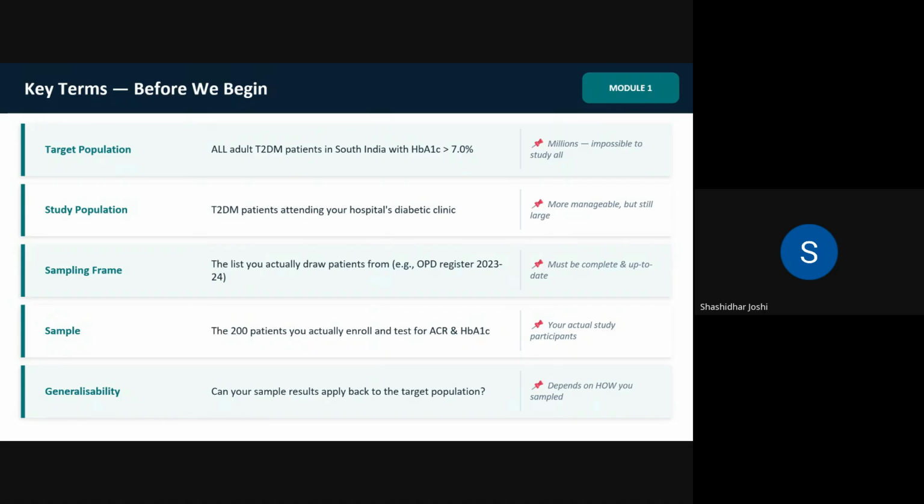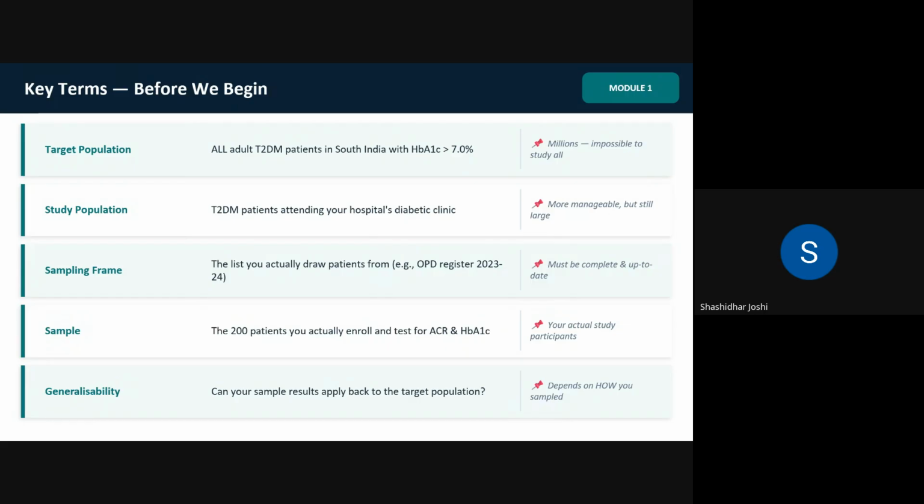And the fourth point is you're actually drawing a sample from that sampling frame. So you select some 200 patients, you actually enroll and test for ACR and HbA1c. That is nothing but your actual study participants. So we have seen target population, study population, sampling frame, sample, and the last one is generalizability. You select your 200 sample patients in such a way that your sample analysis results should be able to extrapolate to the entire target population, which is the first point, if chosen correctly. So here the key point is defining your sampling frame and choosing an appropriate sample. These two points are quite important here.